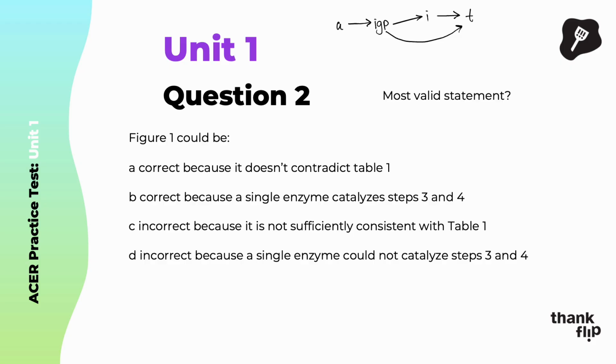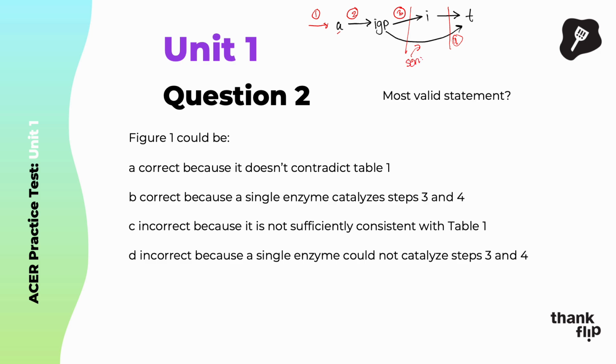It's asking what the most valid statement is out of these 4 options. So the diagram is showing anthranilic acid becoming IgP, and so there's a step 1 here, there's a step 2 here, and then IgP either becomes tryptophan directly, which is step 4, or it becomes an intermediate indole, which is step 3 here. We have a step 3 because there's another pathway involved here, but that's not really entirely relevant for this question. But let's just put it in anyways.